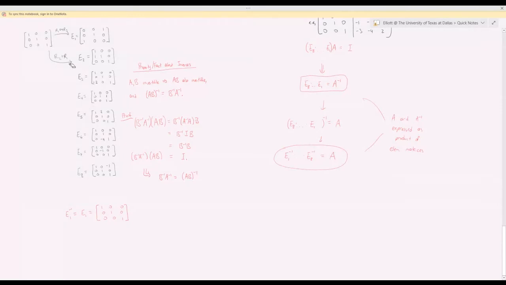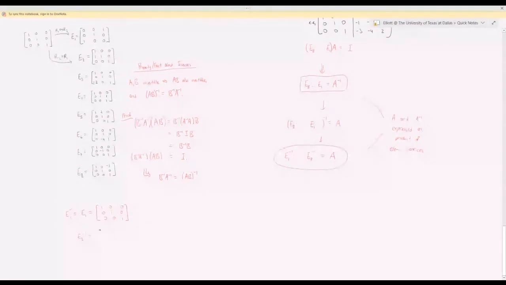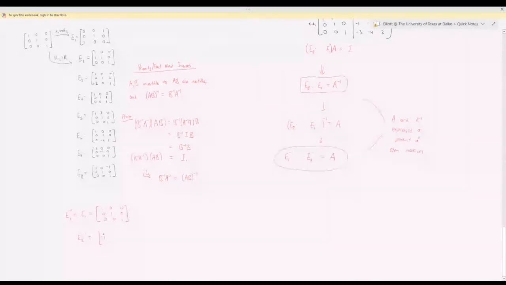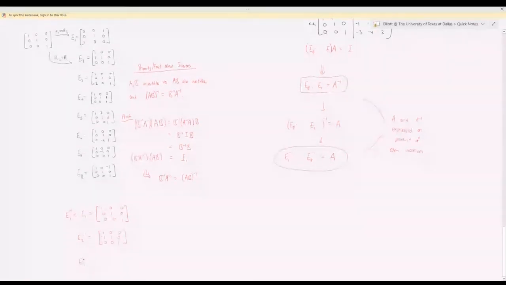So E2 was adding row 1 to row 2. So E2 inverse is going to be subtracting row 1 from row 2. So it's going to give you a -1 in the 2, 1 position. For E3 inverse, it's just going to change the sign of the -2, so it's going to become +2.